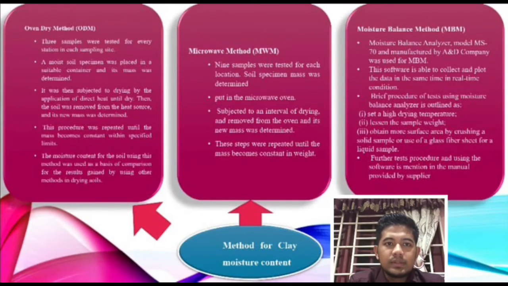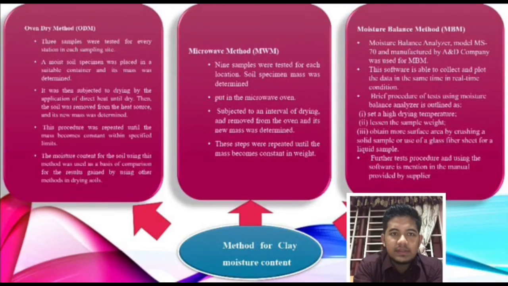It was then subjected to drying by the application of direct heat until dry. Then the soil was removed from the heat source and its new mass was determined. This procedure was repeated until the mass became constant within a specific limit. The moisture content for the soil using this method was used as a basic comparison for the results gained by using other methods in drying soil.